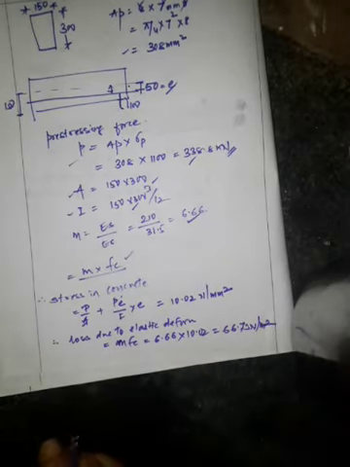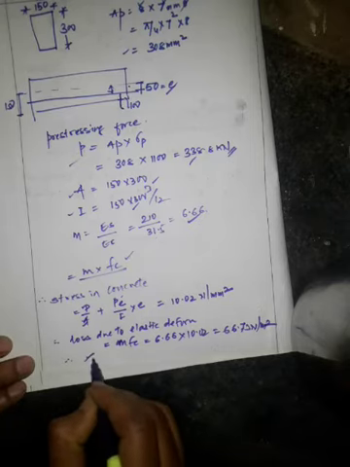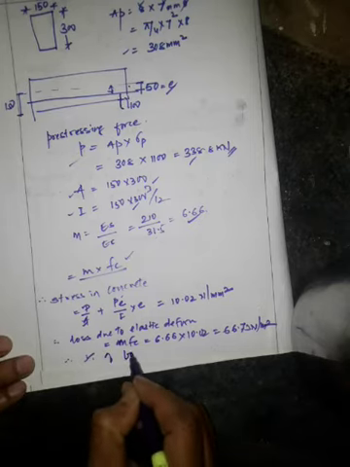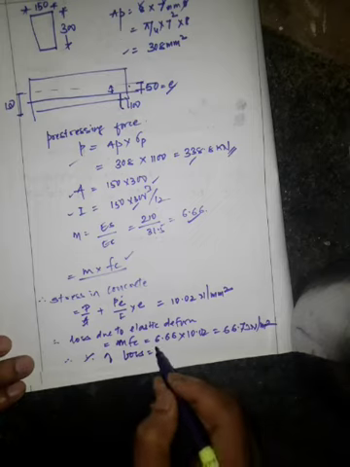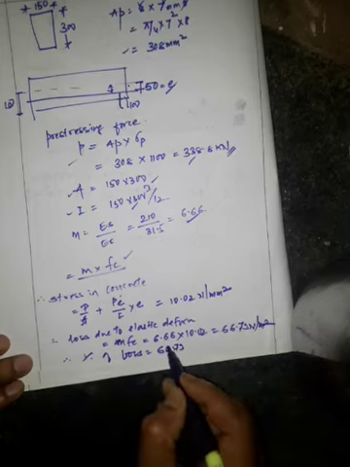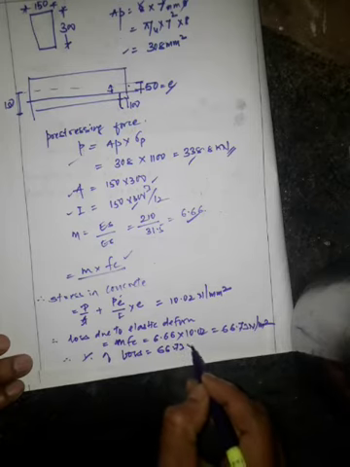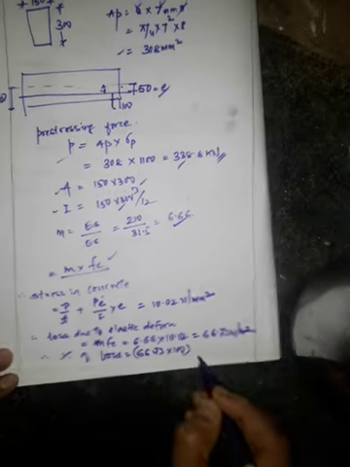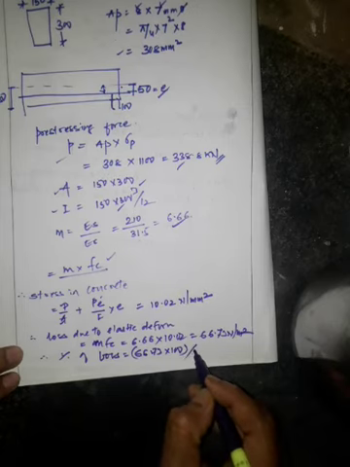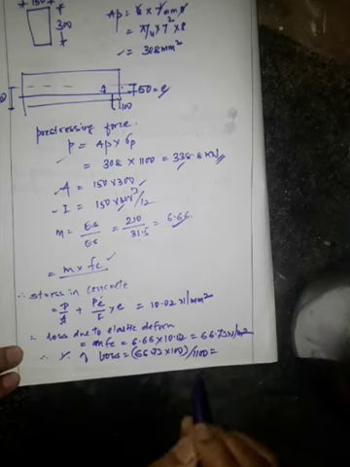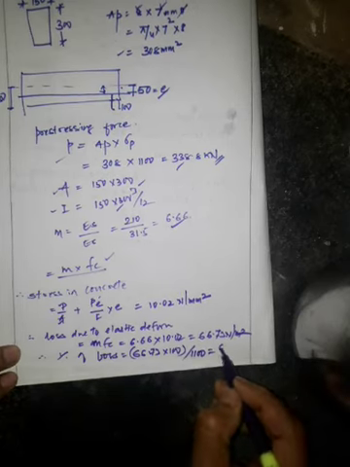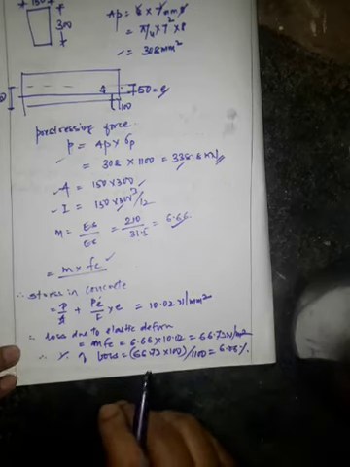So what will be the percentage of loss? The percentage of loss is 66.73 into 100, divided by the initial stress, that is 1100. So we got 6.06%. Understood.